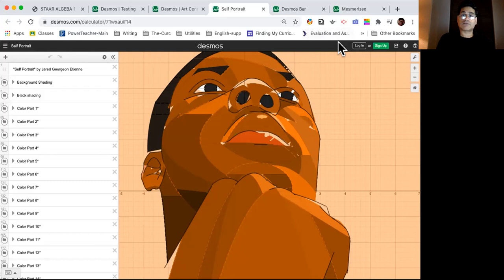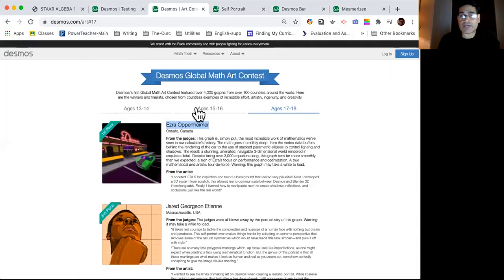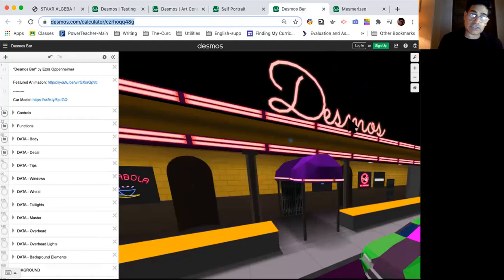In any case, we are going to go through Desmos, and what you're looking at here is some artwork made in the Desmos. This is one of the top winners of the latest competition for Desmos Art, the Desmos Global Math Art Contest. Here is the runner-up, second place, Jared Georgian Etienne from Massachusetts. And in first place was Ezra Oppenheimer with this stunning illustration of the Desmos place.